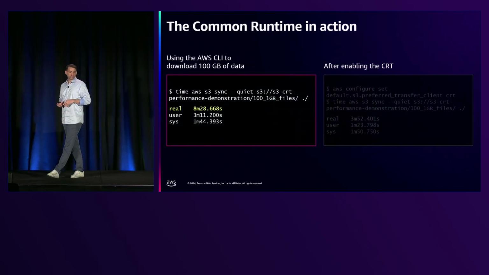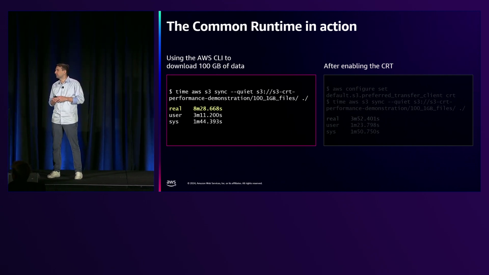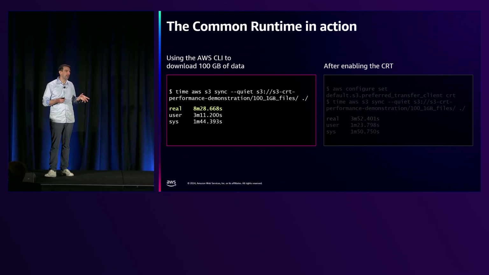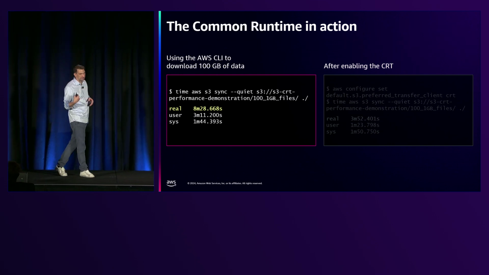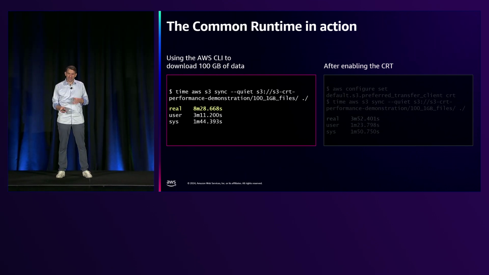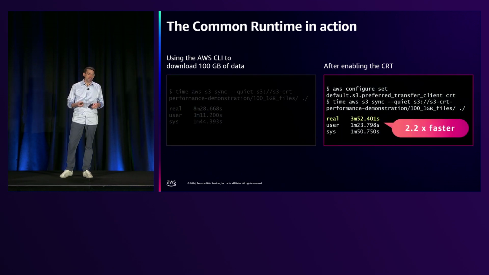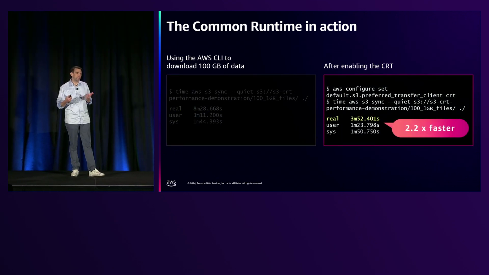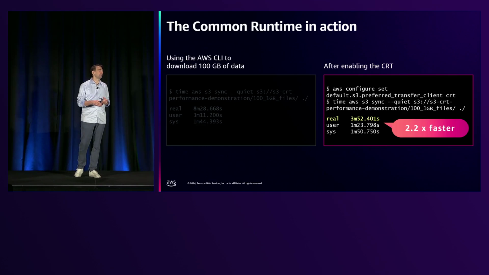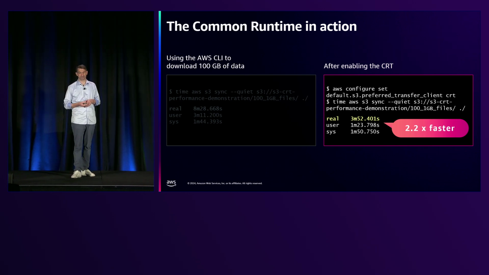Let me give you an example of how it works. Let's say you use the AWS CLI. You want to download 101 gigabyte files for whatever reason down to your instance. If you do that with the CLI, it takes about 8 minutes. If you do exactly the same thing and you enable the CRT in your SDK, it does that 2 times faster, in 4 minutes. So the point being, you get performance improvements under the hood, especially for I/O-intensive workloads, where throughput matters.